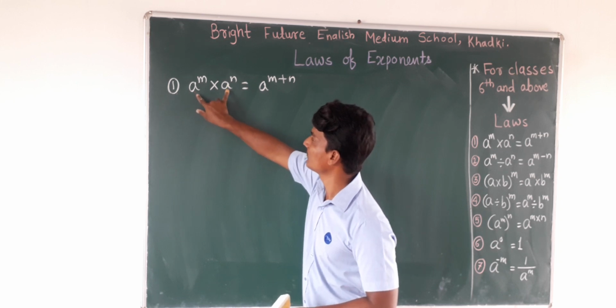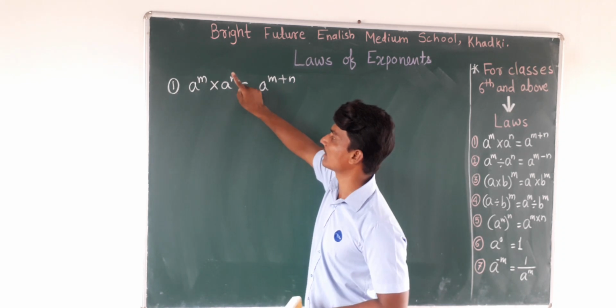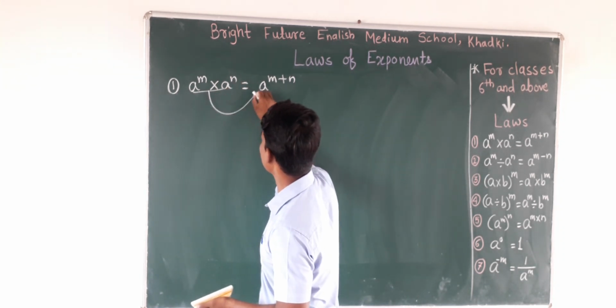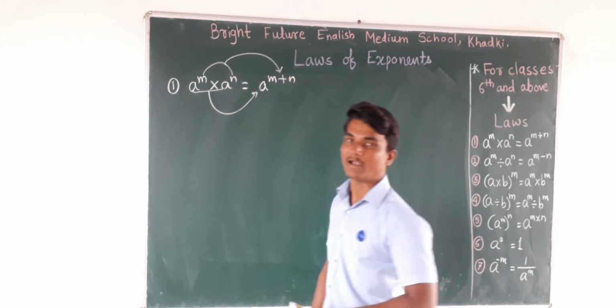Here is also a and here is also a. So the base is same, different in power. Then what do we have to do? We write the base one time, and for m and n, the different powers, we have to add the power.